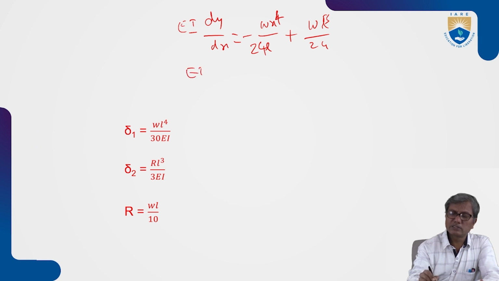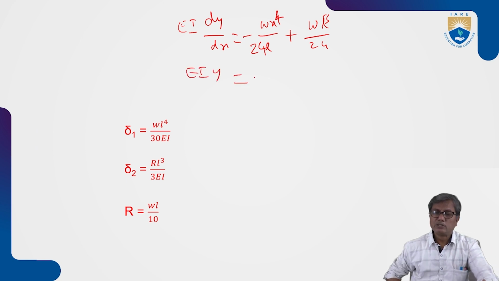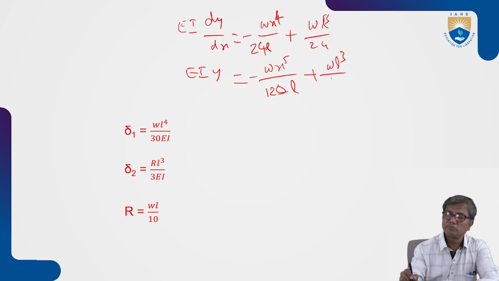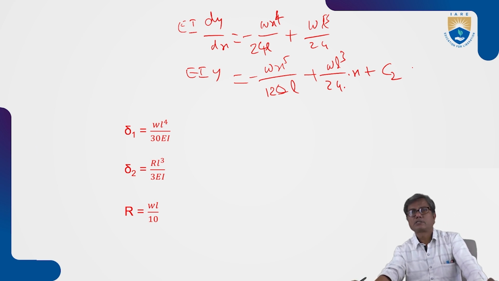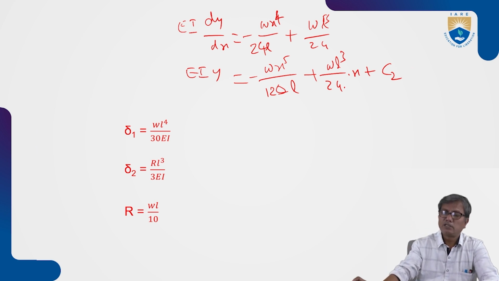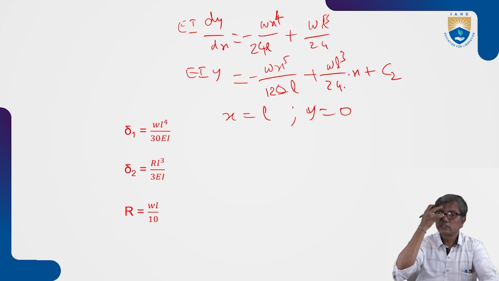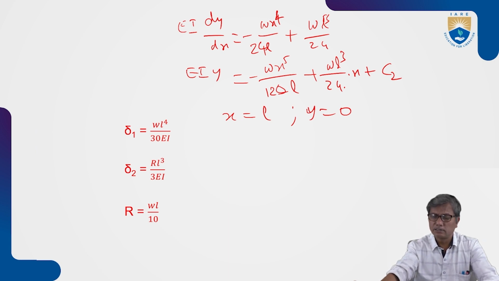You integrate this once again. You will get minus Wx power 5 by 24 into 5, 120 L, plus WL cube by 24 into x plus C2, another constant of integration. And the value of C2 is obtained by substituting the condition at x equal to L, y is equal to 0, because at fixed end, deflection also is 0.